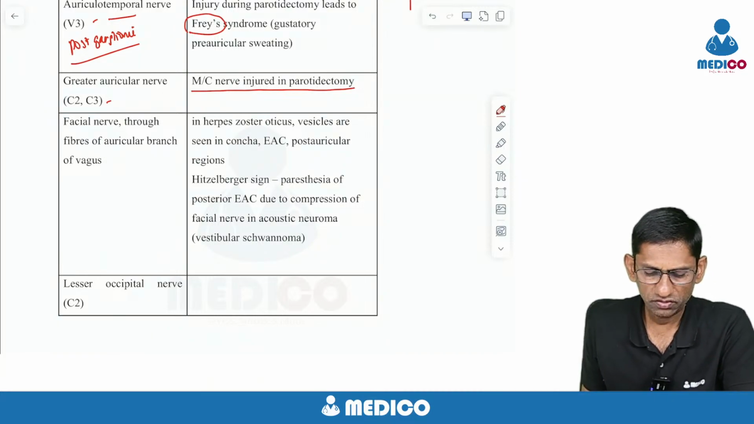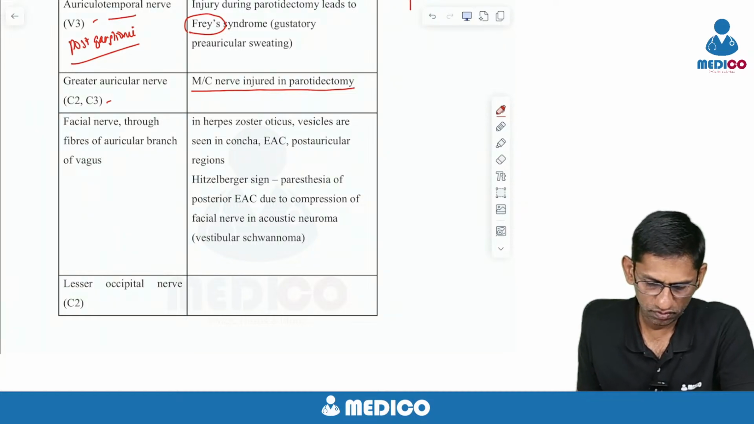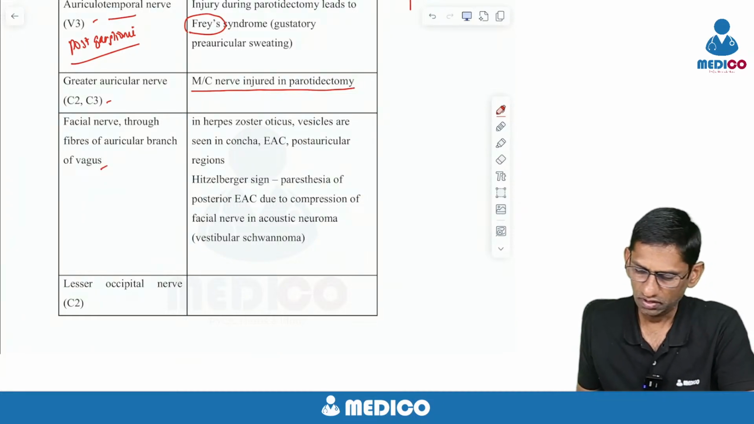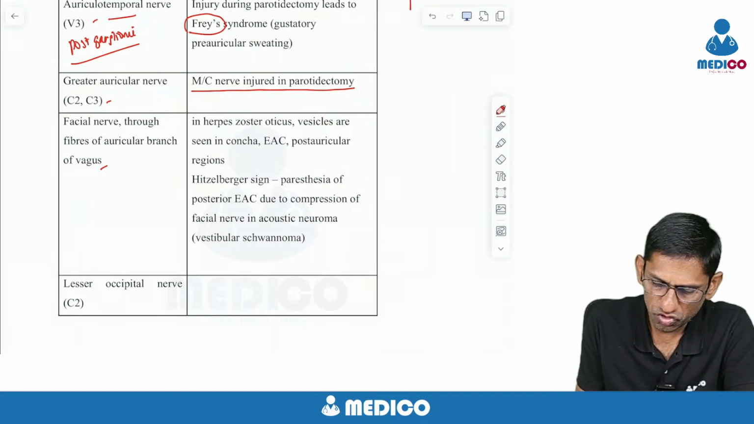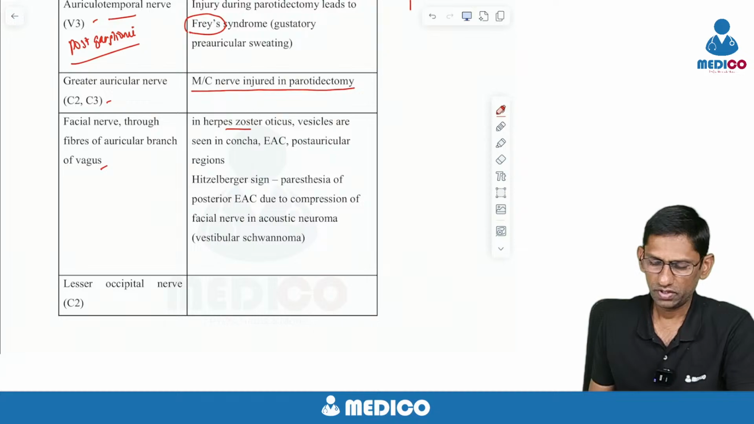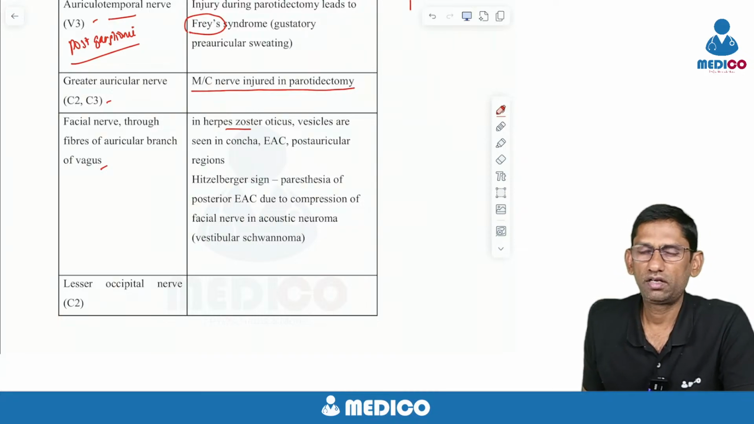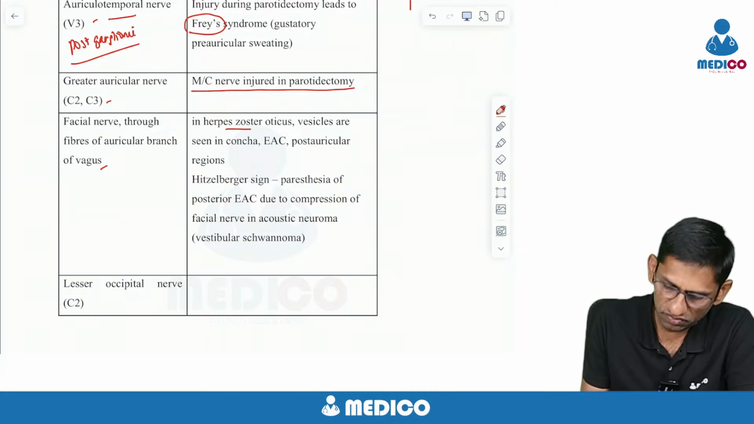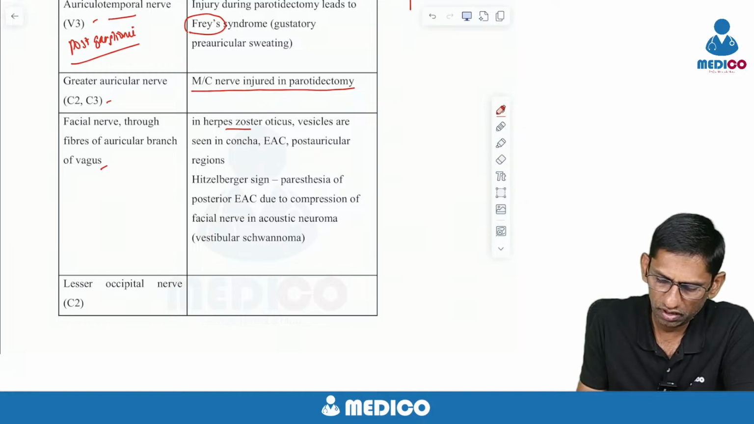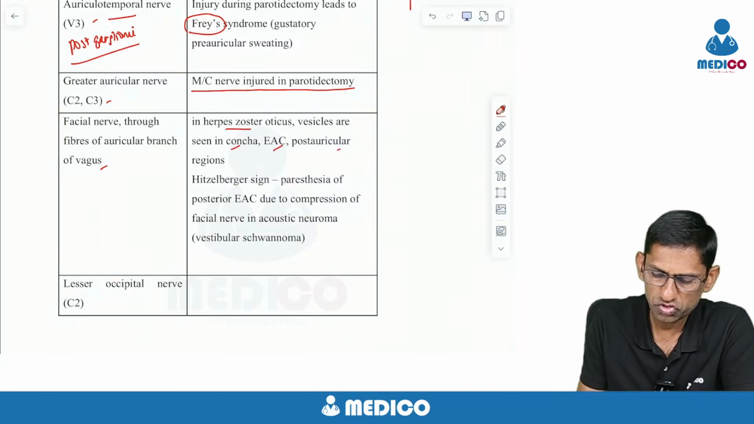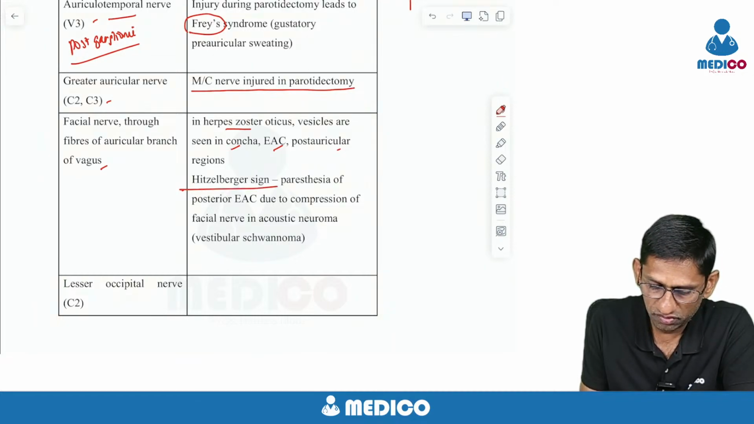And coming to the facial nerve, which supplies through the fibers of the auricular branch of the vagus, it has important MCQ points. First thing, in herpes zoster oticus, Ramsay-Hunt syndrome, if this facial nerve ganglion is involved, the painful vesicles will be seen in the supply region of the facial nerve: the posterior wall of the external meatus, conchal region, and post-auricular region.